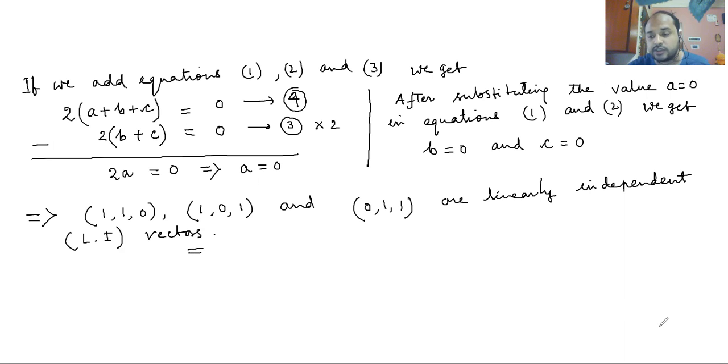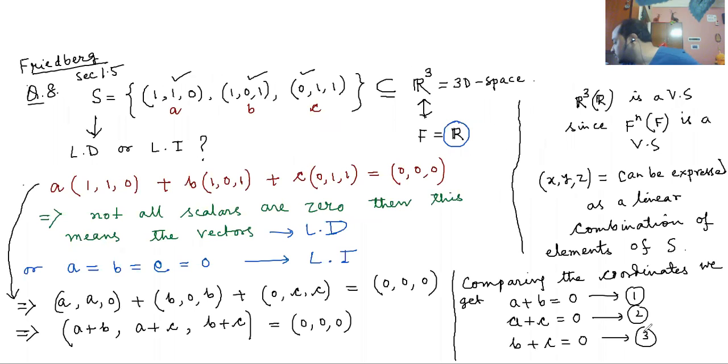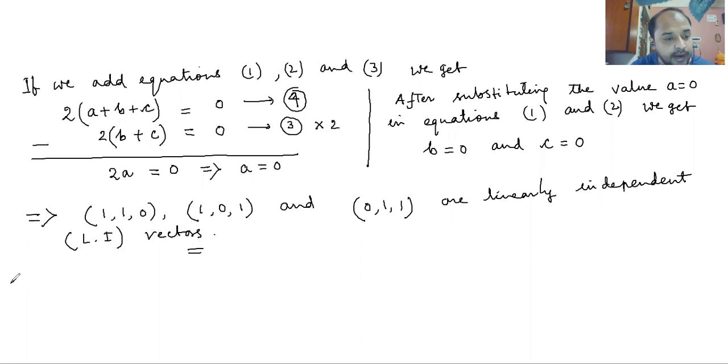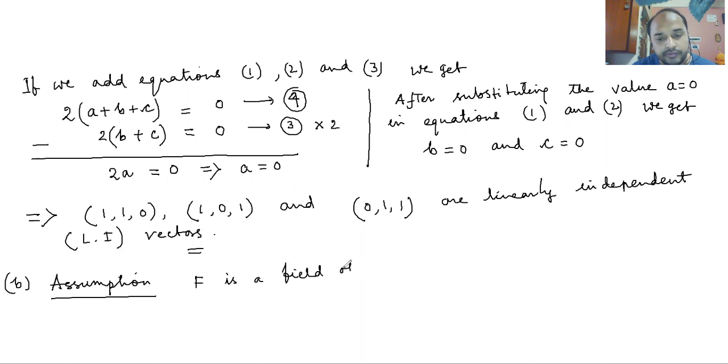Next, in the next question, what was given in the question? It was given that F is a field of characteristic 2, so part B gives you this particular assumption. In part B, F is a field of characteristic 2.